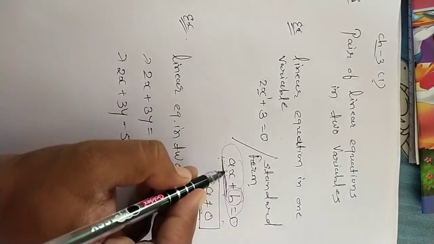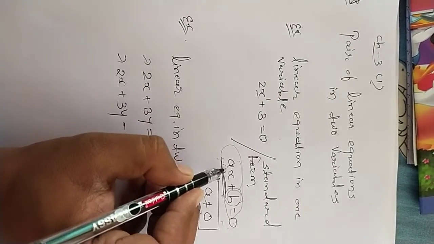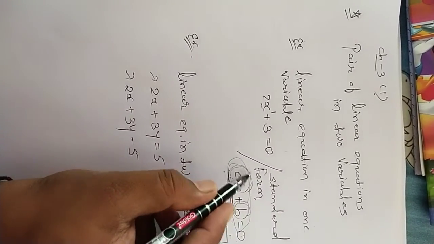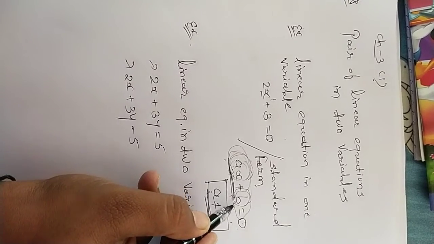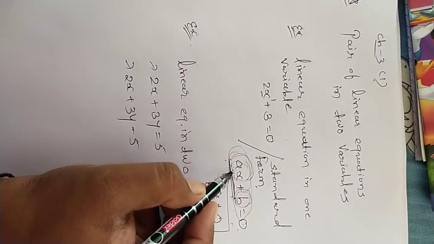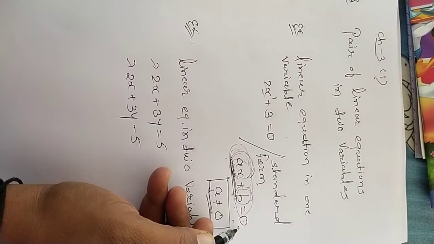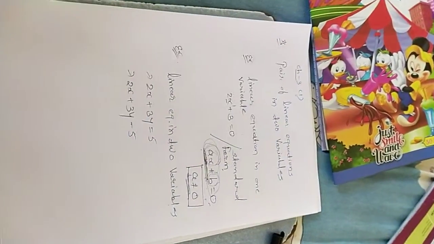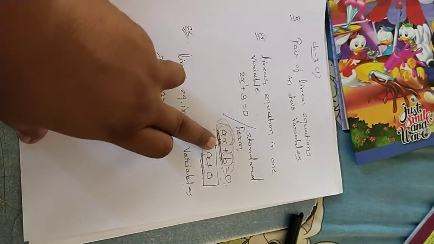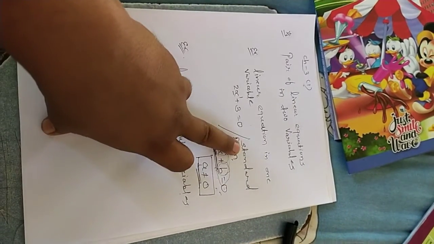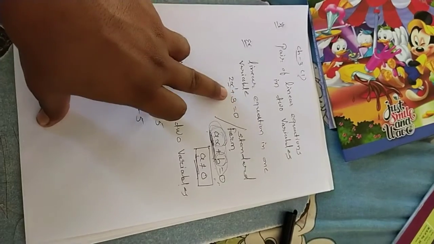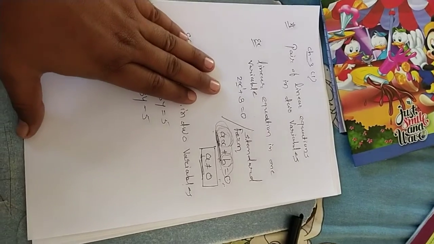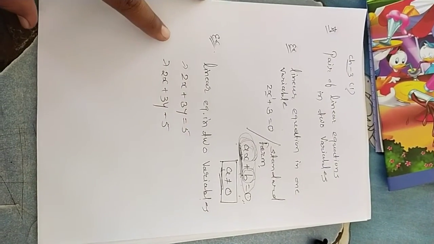Why? Because a is the coefficient of x here. If a is equal to 0, then 0 into x is equal to 0, so there will be no variable term in the equation. It will be constant is equal to 0, which is not possible. So ax plus b is equal to 0, where a is not equal to 0, is the standard form of linear equation in one variable. Examples: 2x plus 3 is equal to 0, 5x minus 7 is equal to 0, and 3x minus 9 is equal to 0, whatever.